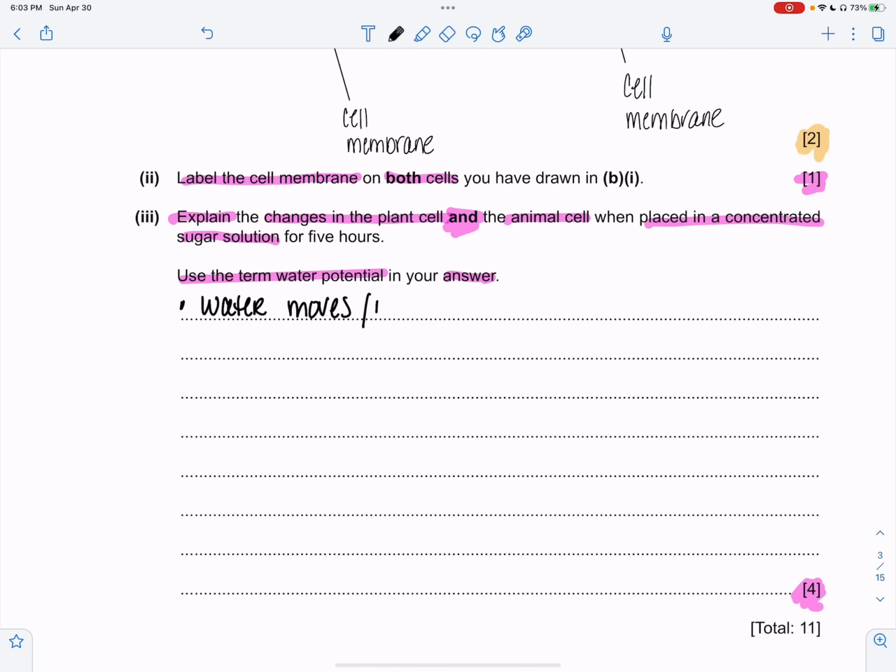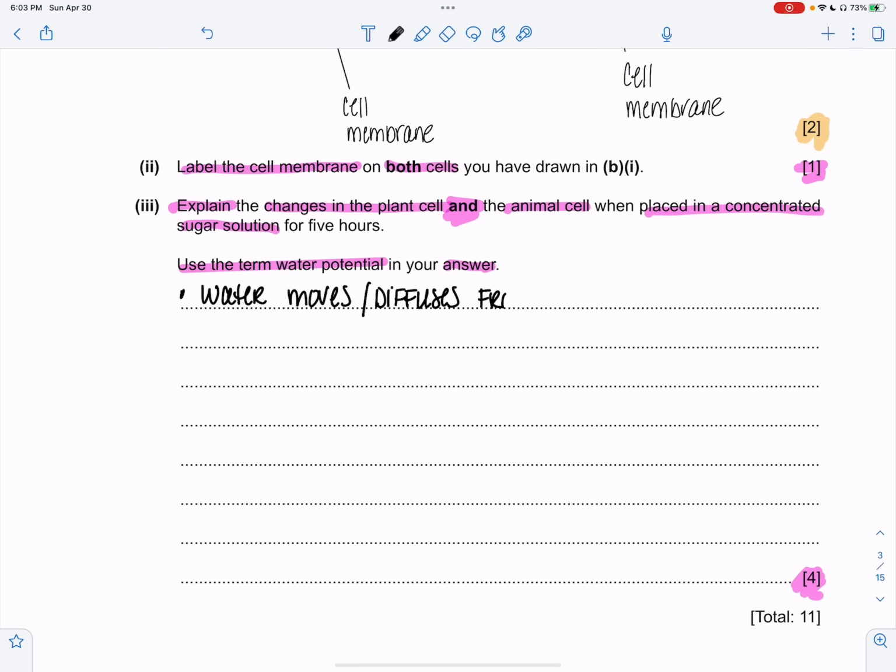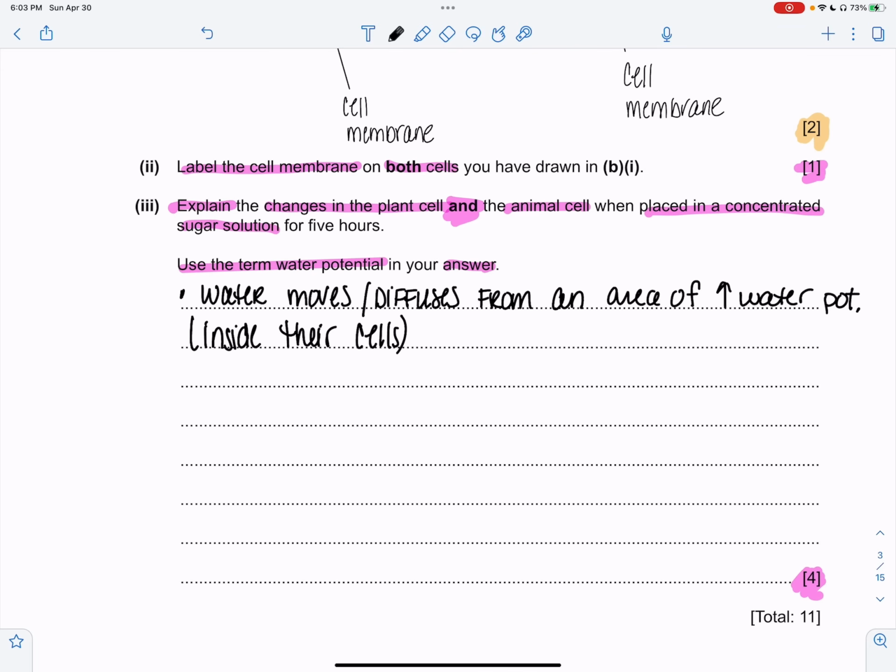So water moves or diffuses from an area of high water potential. I'm just going to put water pot, and this would be inside their cells, to an area of low water potential, and this was in the sugar solution.